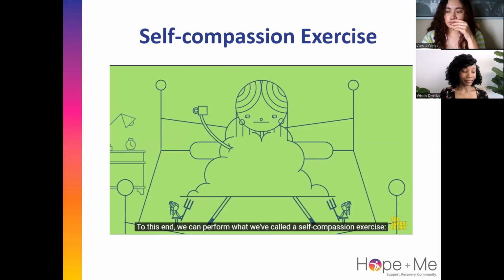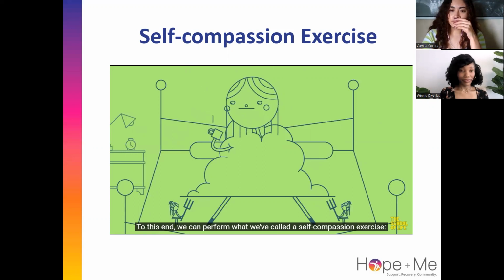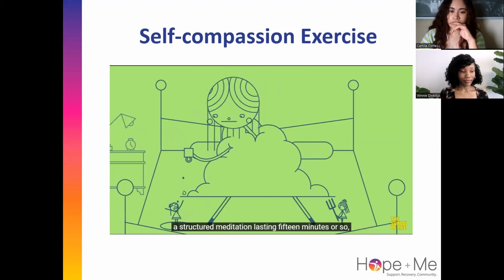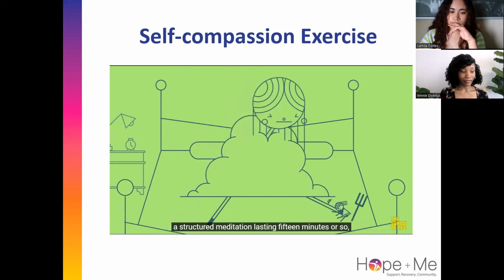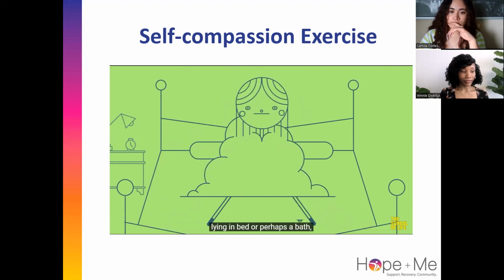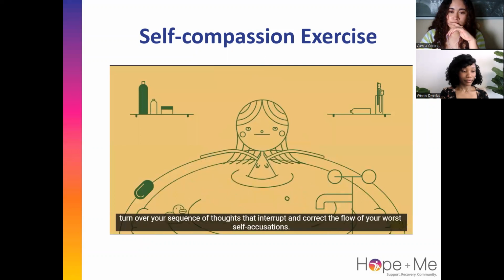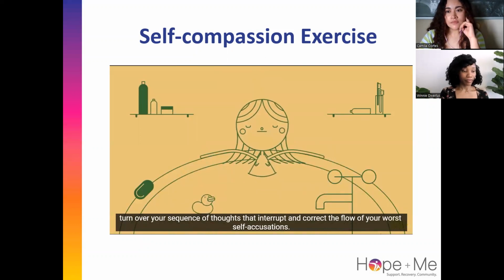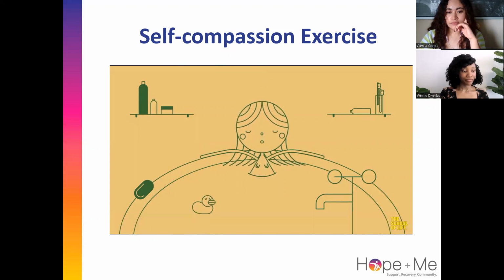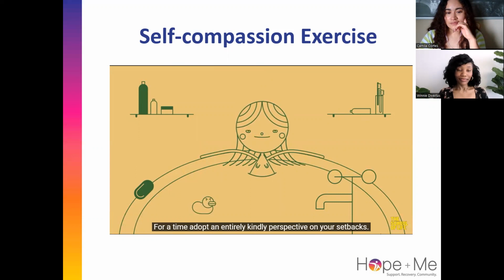To this end, we can perform what we've called a self-compassion exercise, a structured meditation lasting 15 minutes or so. Lying in bed, or perhaps a bath, turn over a sequence of thoughts that interrupt and correct the flow of your worst self-accusations. For a time, adopt an entirely kindly perspective on your setbacks. The self-compassion exercise goes like this.